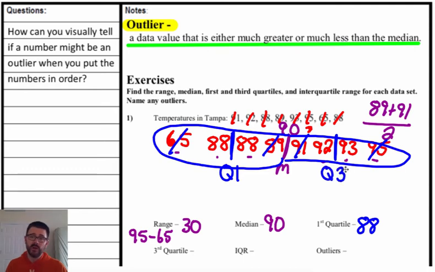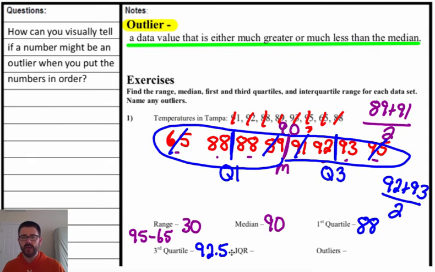So I just found the middle of the lower half, the middle of the upper half. This time, 92 plus 93 divided by 2. Well, 92 plus 93 is 185 divided by 2 gives me 92.5, which makes sense if you think about it. What's in between 92 and 93? 92.5. My IQR is subtracting the third quartile minus the first quartile. So 92.5 minus 88 is 4.5.